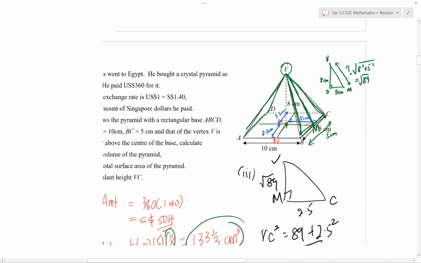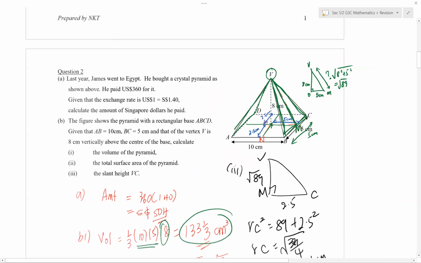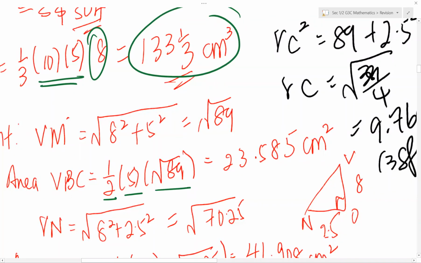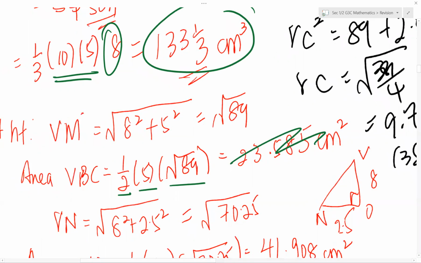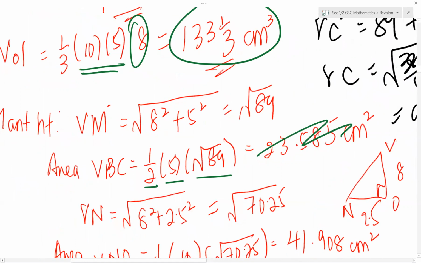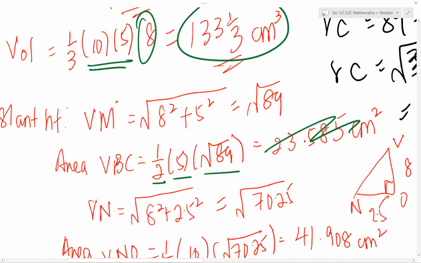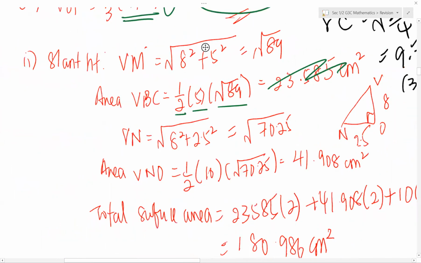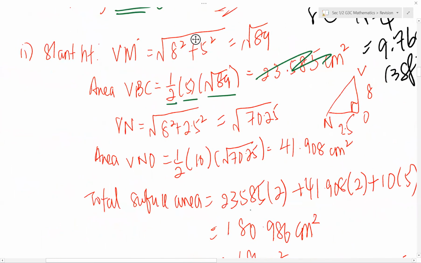So the area of VBC, which is the triangle that we just created, is half base times height. You can choose not to evaluate this. You can leave it like this first: 5/2 root 89. And then you do so for the other 2 remaining triangles. You will find that when you add everything up, the total area to 3SF is 181 square centimeters.